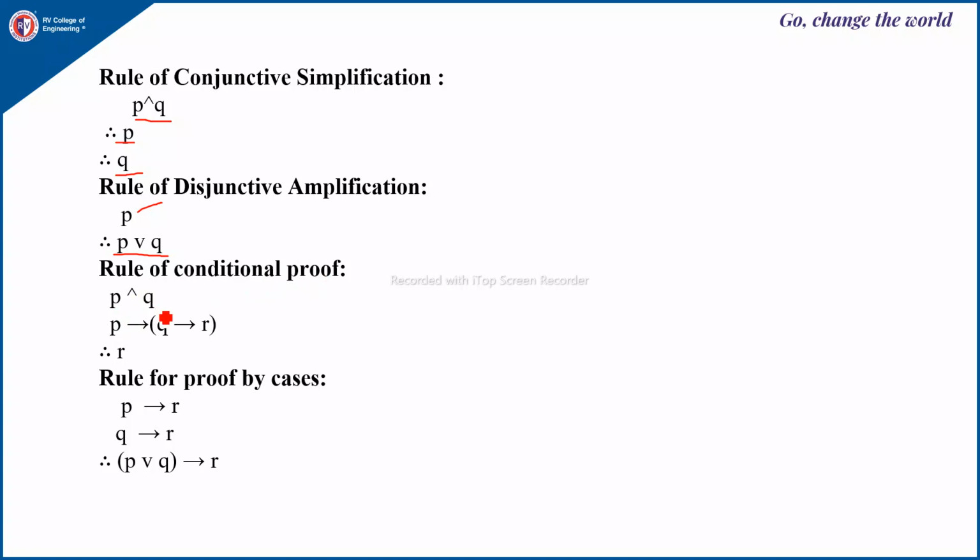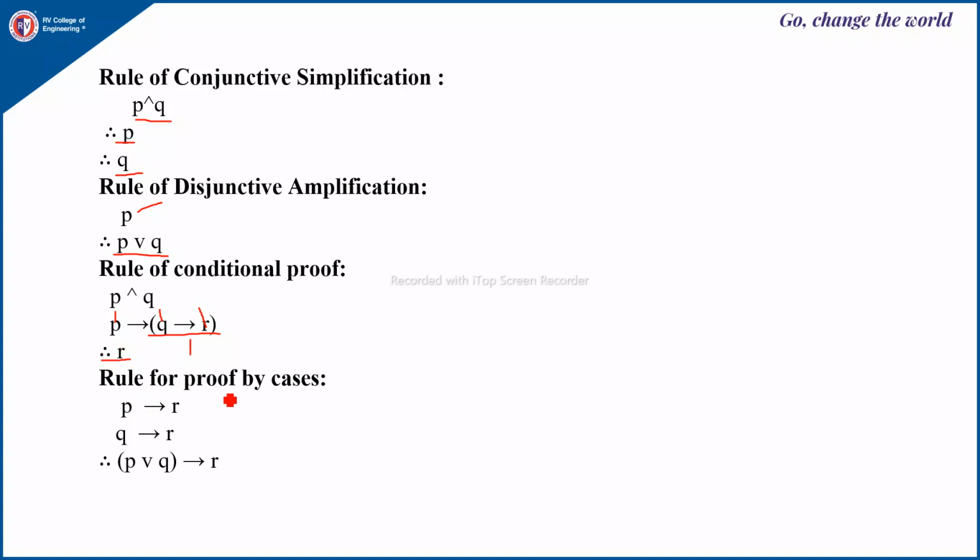Whenever P and Q is true, as well as P implies (Q implies R) is true, therefore R is true. Why? Because here P and Q is there, which implies P is true, Q is true. So P is true means P is 1 and Q is also 1. So whenever this implication is true with P true, this Q implies R must be true. And since Q is 1, R must also be 1. So we come to the conclusion that R is true.